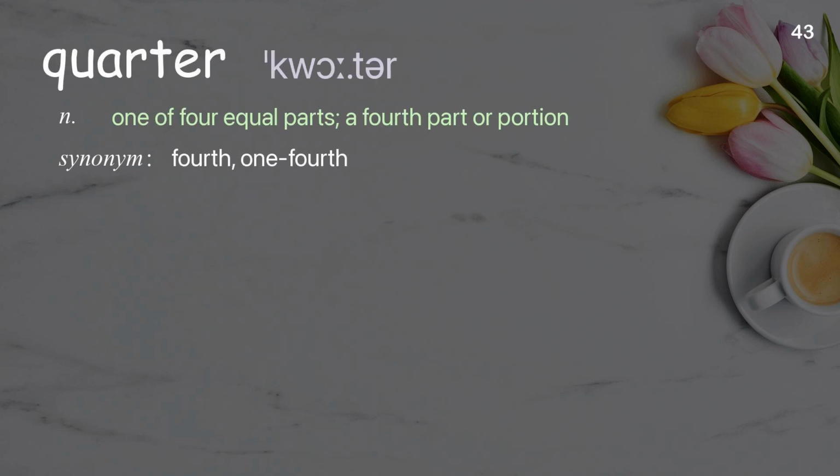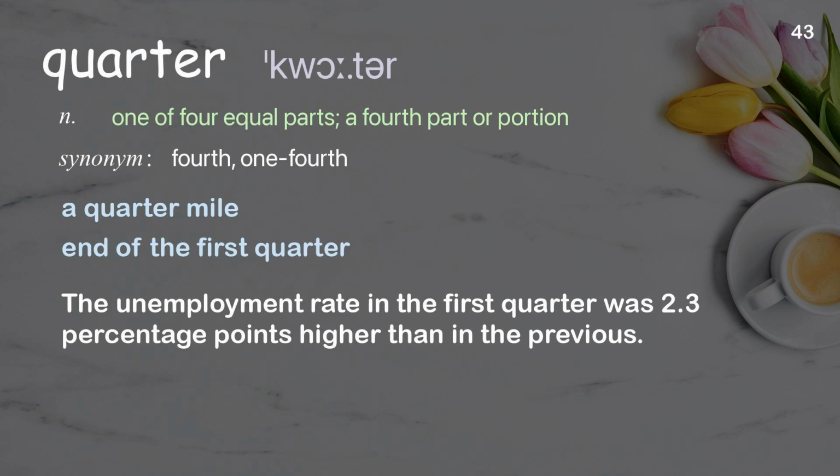Quarter. One of four equal parts, a fourth part or portion. Examples. A quarter mile. End of the first quarter. The unemployment rate in the first quarter was 2.3 percentage points higher than in the previous.